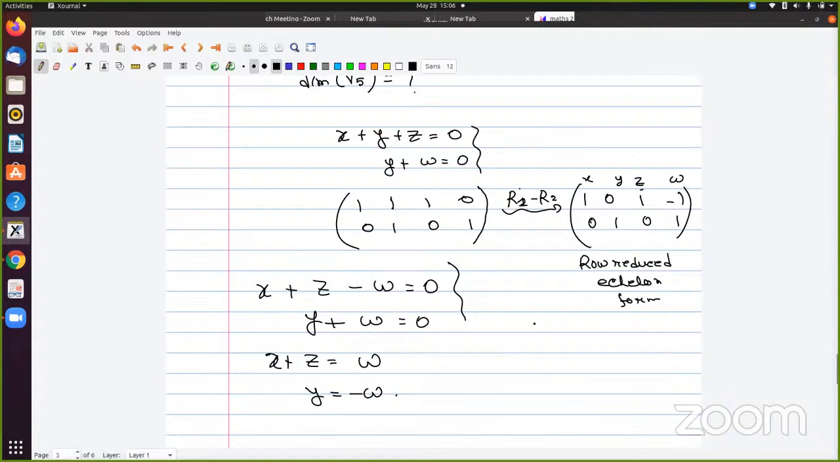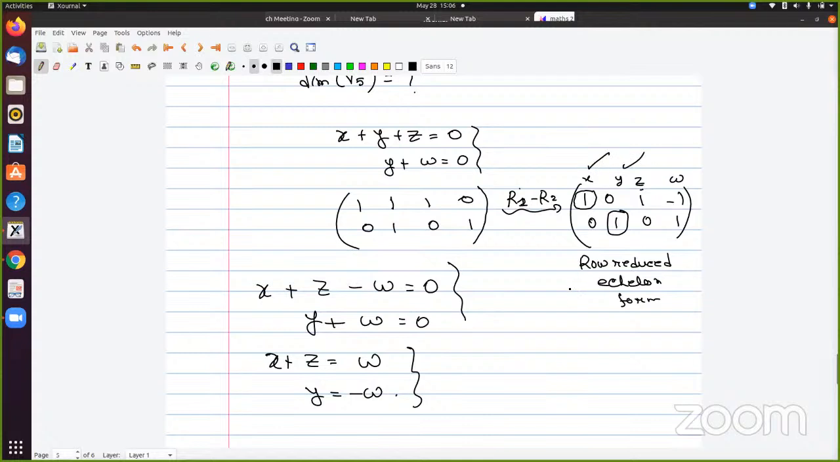Can you tell me how many independent variables are there? 2. Which are the independent variables? X and Y are dependent; Z and W are independent. Basically it's a convention, what I was talking about earlier. This is your first pivot element in the first row, this is your second pivot element, and there is no other pivot element, right? So these two are your dependent variables, where you get a pivot element. Where you don't have a pivot element, that is your independent variable.